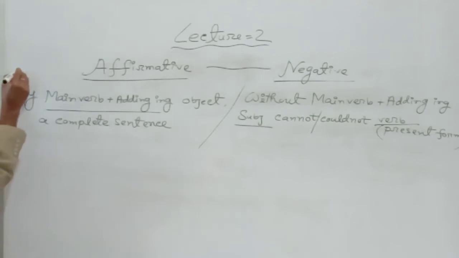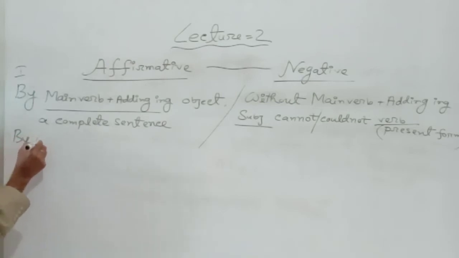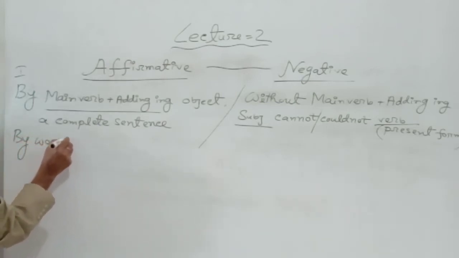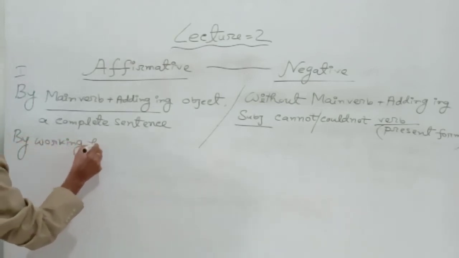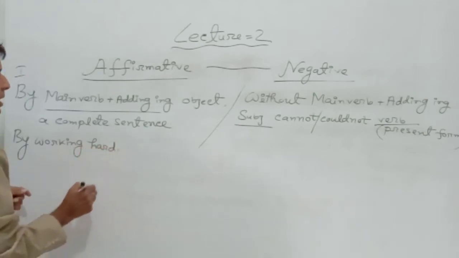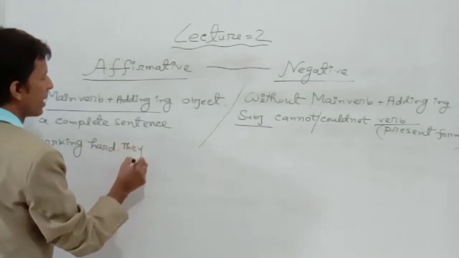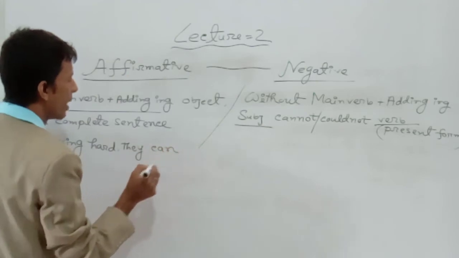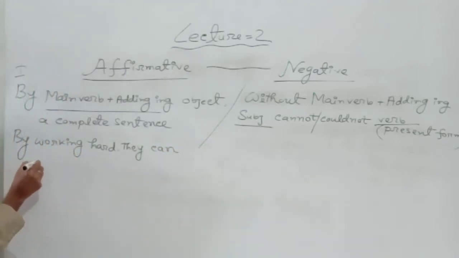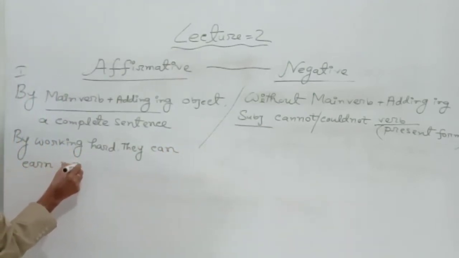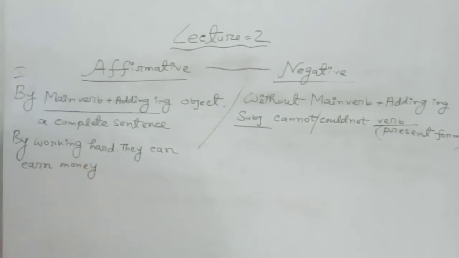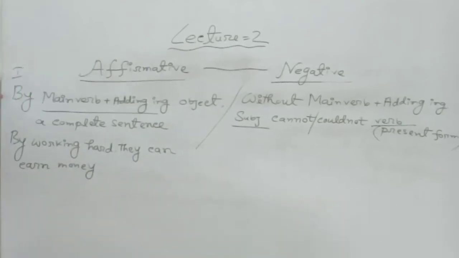Now I am going to write down the example from this structure. By working hard, they can earn money. Now compare this example with the structure.